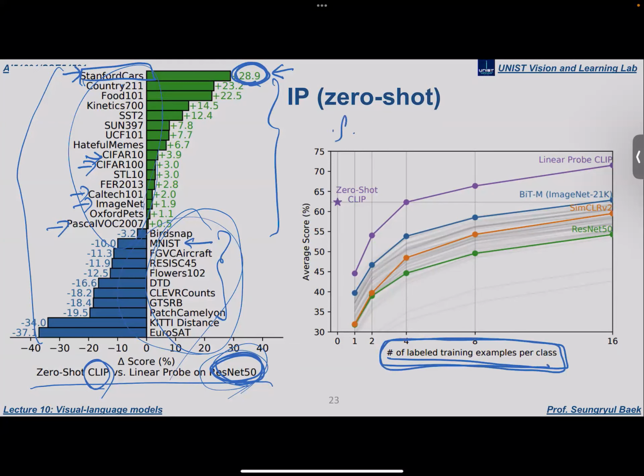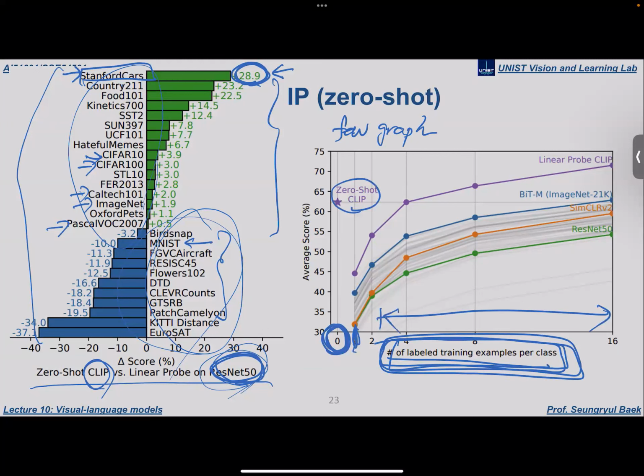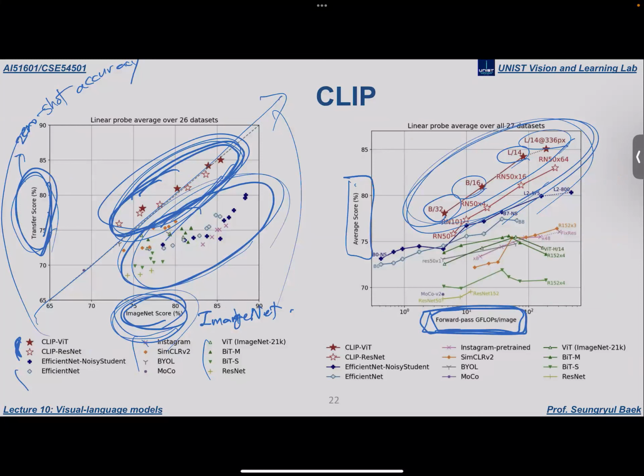And this is actually the few-shot graph. This is the number of training examples per new class. If we are given 0 training data, then that is zero-shot. This is one-shot, and this is few-shot, okay? If we are given more data, then CLIP exhibits better performance, and it is still better than other competitors. So the thing we can observe here is that CLIP is quite a good generalizer, okay?